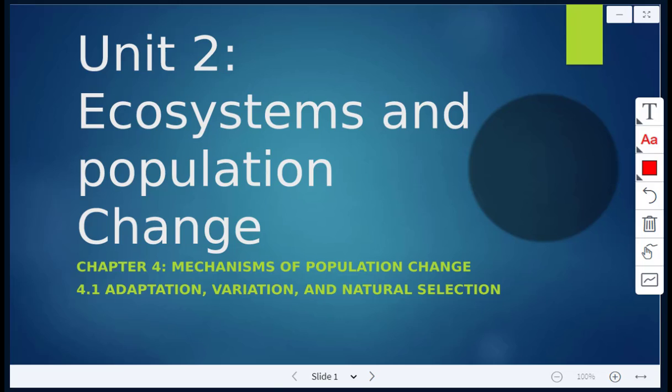All right, our lesson today is Chapter 4, Mechanisms of Population Change. We're looking at 4.1 today, which is Adaptation, Variation, and Natural Selection.